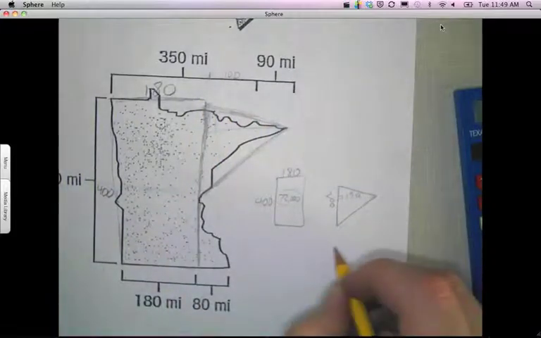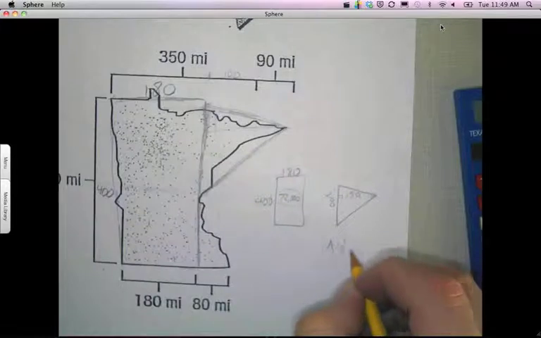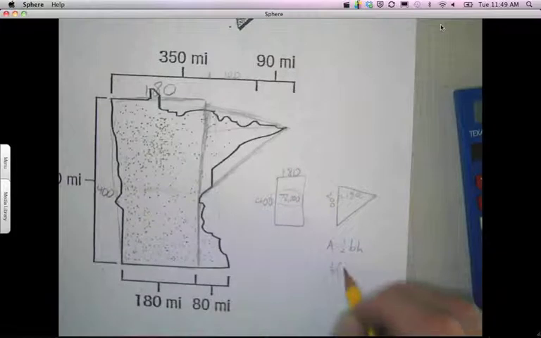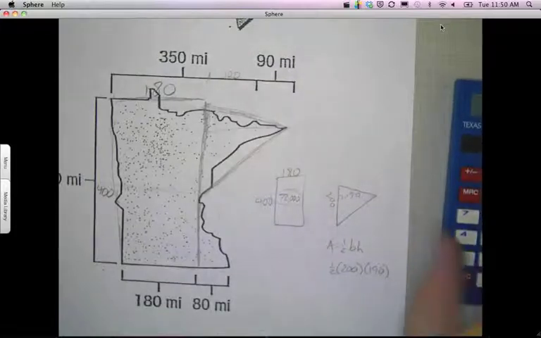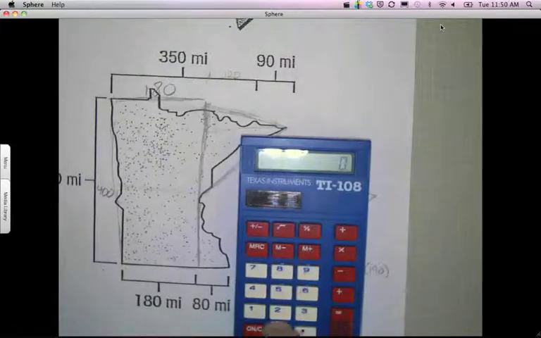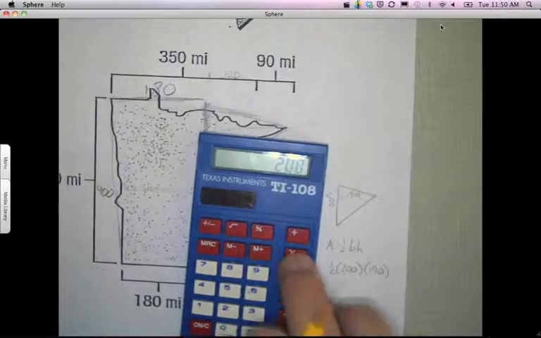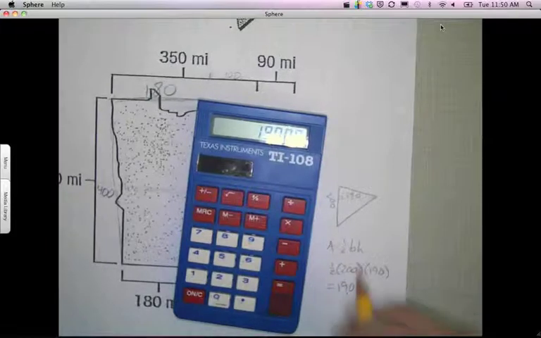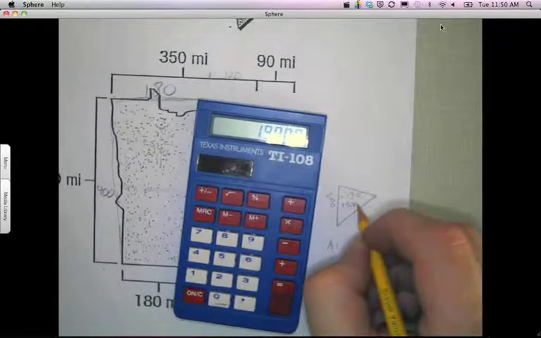So the area for this one is equal to 1/2 base times height, and the base in this one is 200, and the height is going to be 190. So you multiply that together. I'll do 0.5 times 200 times 190. Ends up being about 19,000. So the area for this whole triangle is 19,000.